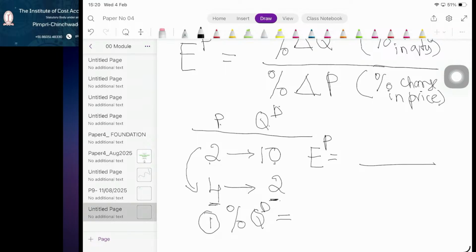Earlier quantity was 10, now it is 2. So the change is 2 minus 10. So that is the absolute number. We want to calculate percentage change. So this minus 8 is the change. It was on the base of what quantity?